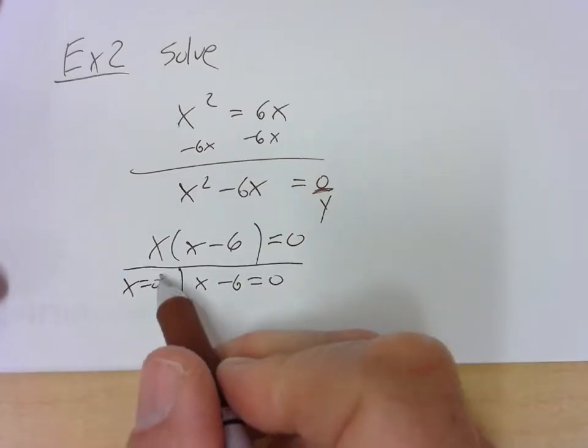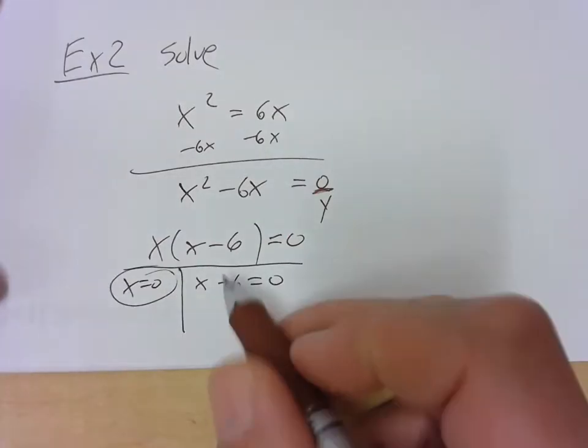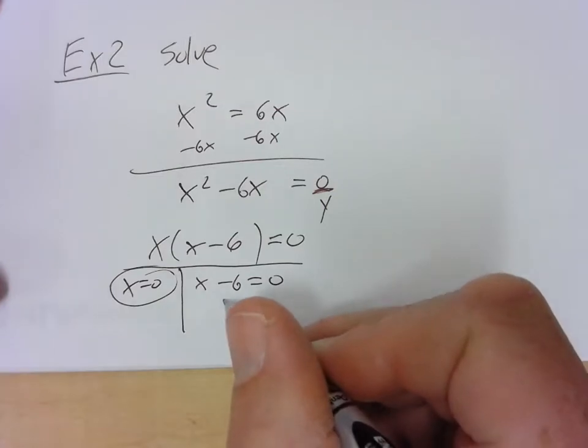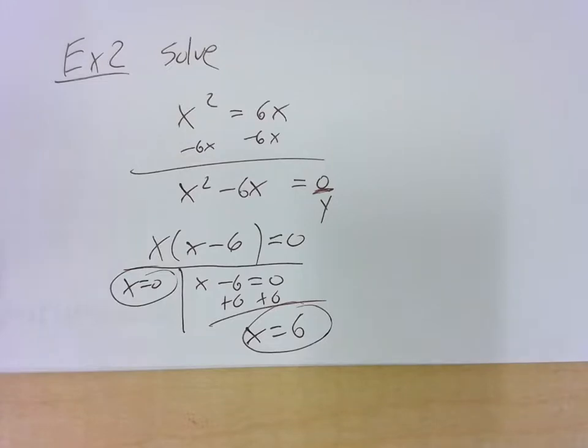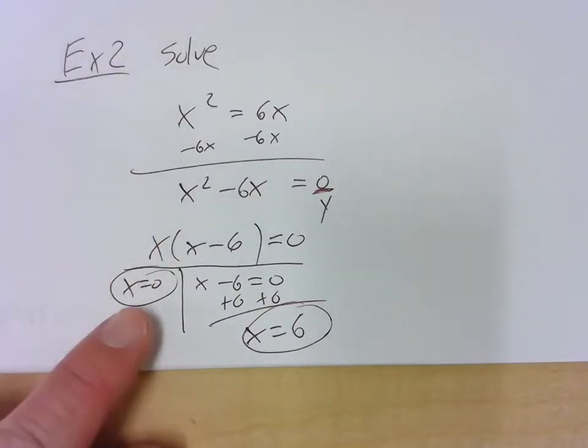And this right here is done. 0 is the answer. And then add the 6 over. So I get x equals 6. So the two answers are 0 and 6. So let's type this one in and see how it crosses at 0 and 6.